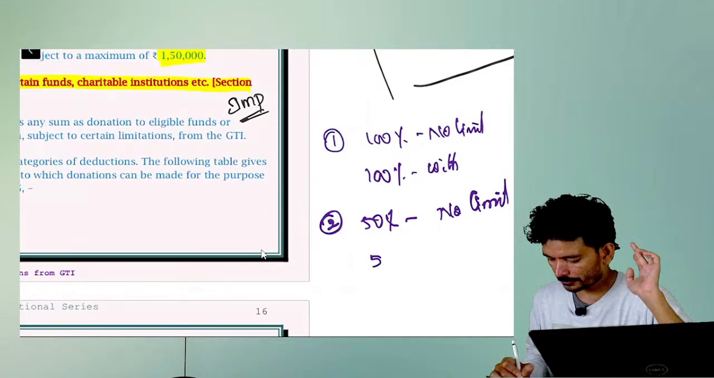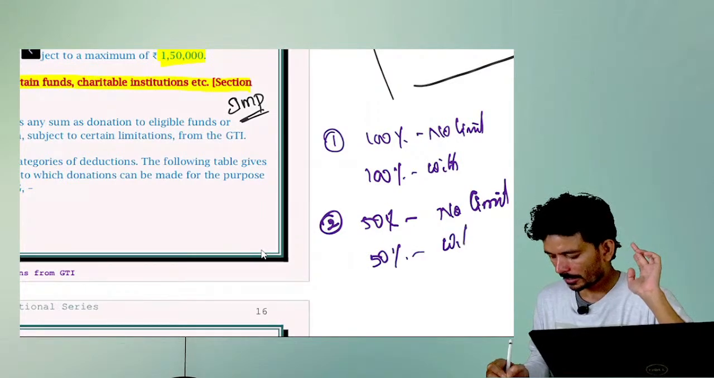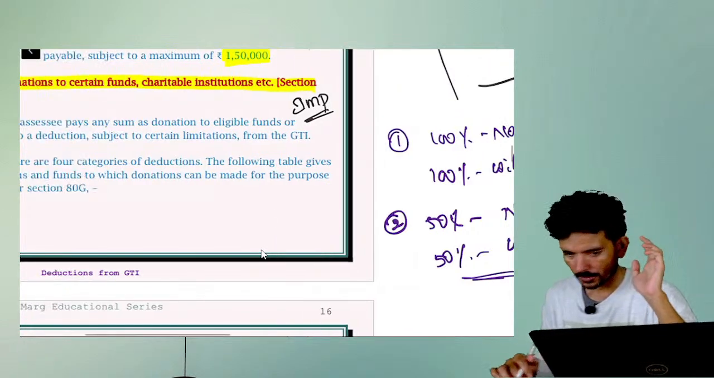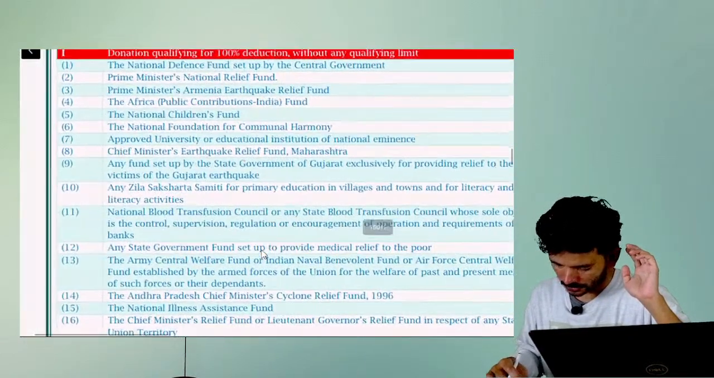And the fourth one, 50% with the limit, again that should be within the limits as they said, like we have to do the calculations. Okay, so I'll just read it once.